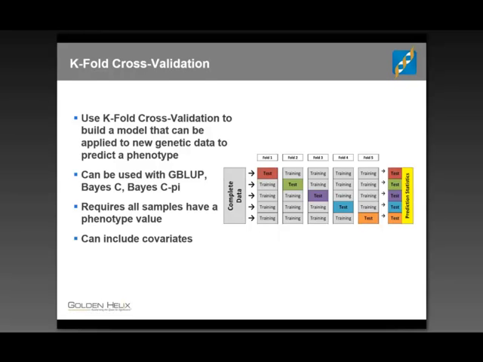You can also include covariates to build the model, but the resulting model that's going to be used to predict the phenotypes for a new set of genotypes must have the same covariates present for the new samples. And that may be a restriction that we can lift in the future, but right now we do have this restriction.